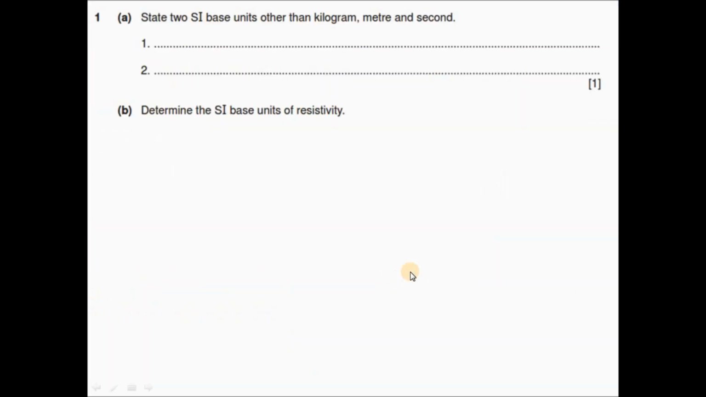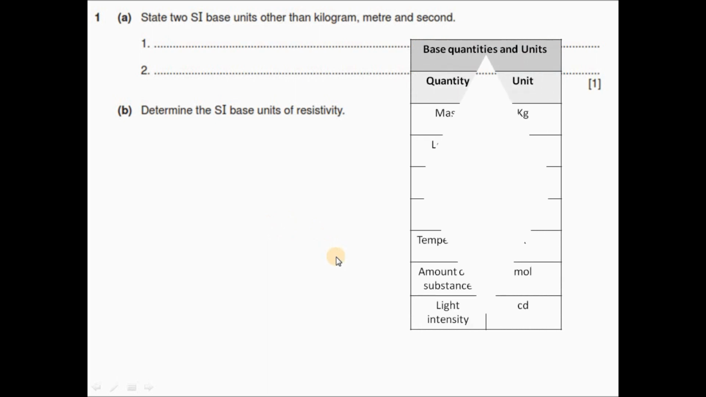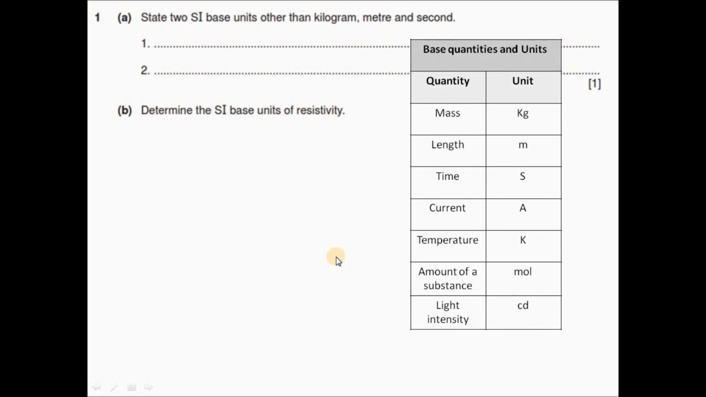Question number 1. State 2 SI base units other than kilogram, meter and second. So it is a typical question, generally comes in exams, asking for the base units or base quantities in different questions. If you memorize this table, which consists of 7 base units and base quantities, these types of questions will be quite easy for you.